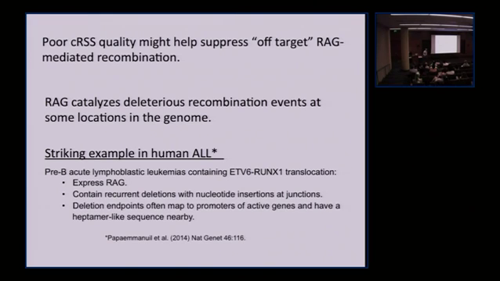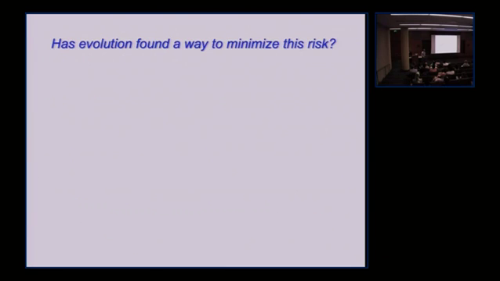So this is a dangerous business, this VDJ recombination, and we started to wonder, evolution has had to be dealing with this for hundreds of millions of years, because RAG has been around since the origin of the jawed vertebrates. So it's in everything from sharks to humans. And so the question was, has evolution found a way to minimize this risk of genome destruction?